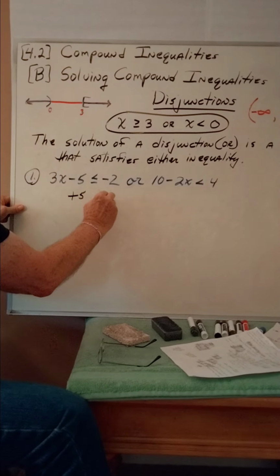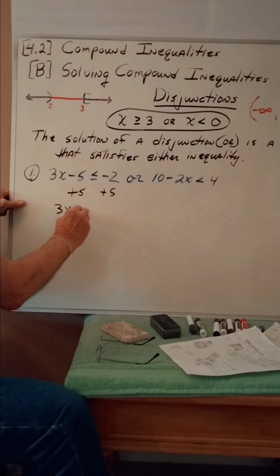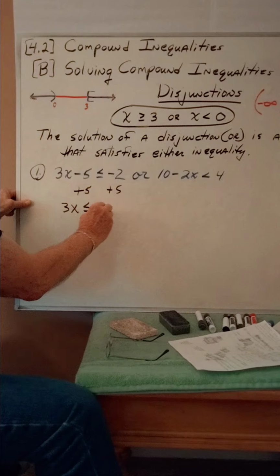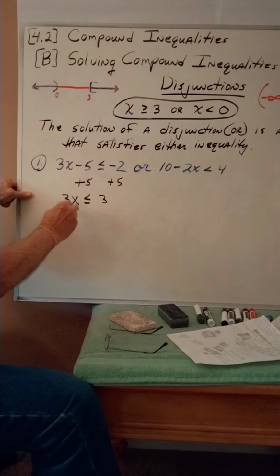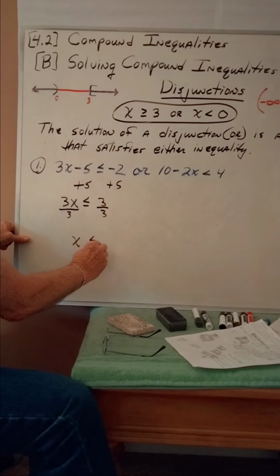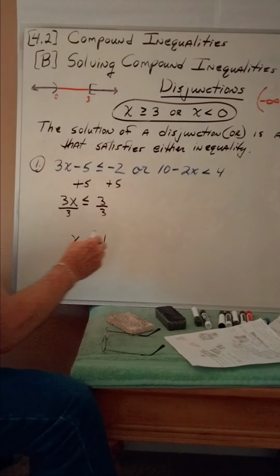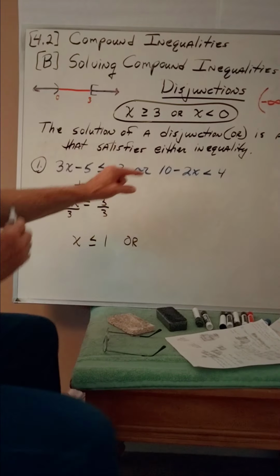Positive 5, positive 5. 3x is less than or equal to 3. Don't have to reverse. Coefficient is positive. Over 3, we'll get x is less than or equal to 1. Then I'll bring down that word "or." And now let's come over to this one.